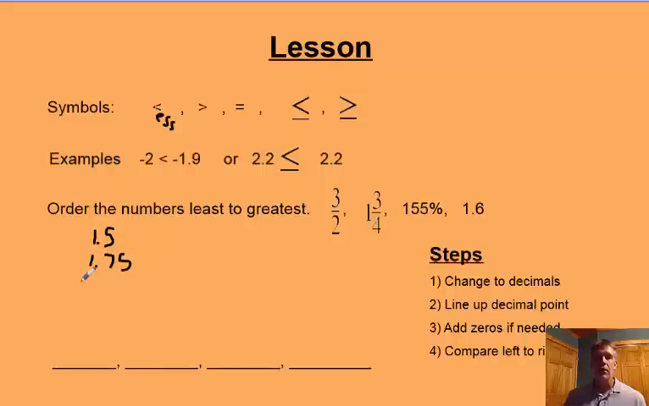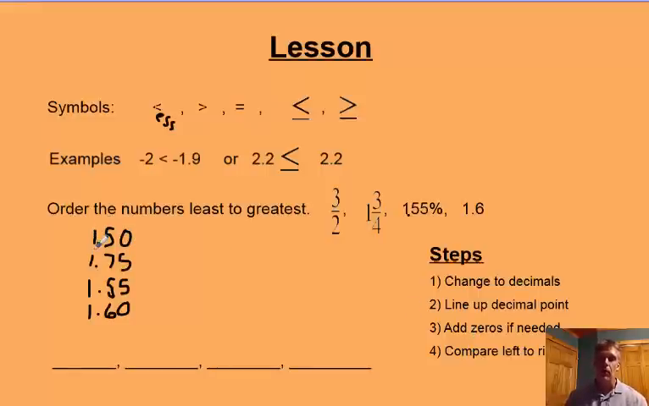And then 155%. Remember, you got to kick it over 2 spots. So that's going to be 1.55. Looks like the biggest, but it's not. And the last one's 1.6. So I've converted them all to a decimal. Now I want to add zeros if I need them. I want them all to go out to the same spot. So they're all going to go out to the hundredths. Makes it a little easier to see. And that's real easy now. Now I can start comparing.